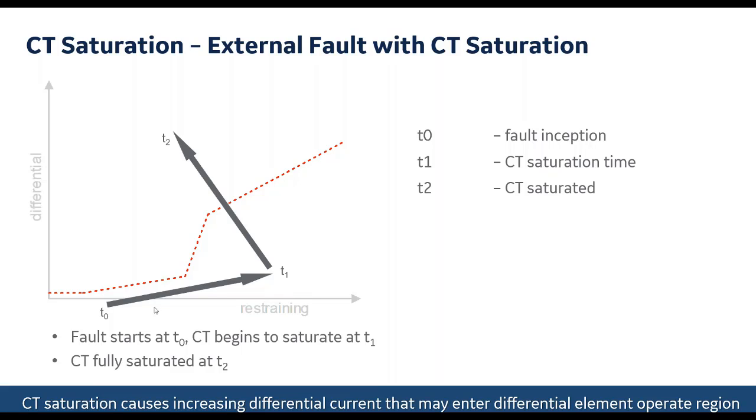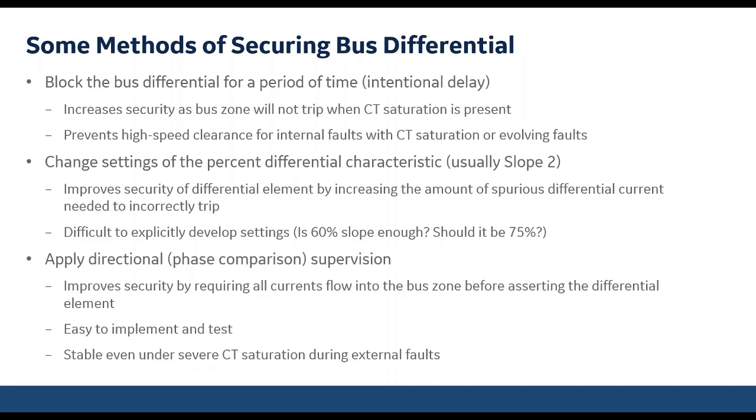So basically, I know if I go from region 1 of the curve to region 2 of the curve, and then I go into the trip region here, then I know this is a CT saturation issue, and I need to do something about it. A couple of things that I could do. I can increase the delay, but we really don't want to do that. But what we typically do is we mess with the slope settings.